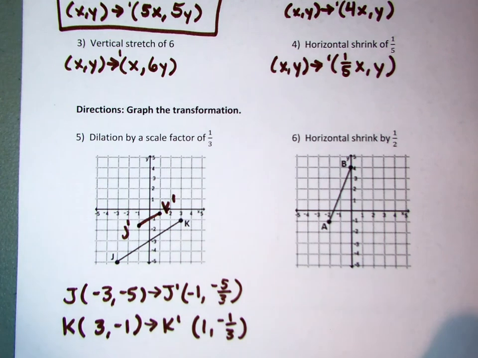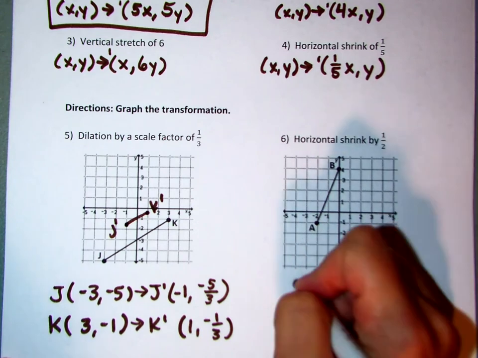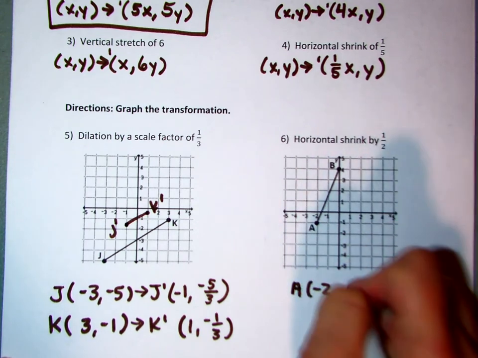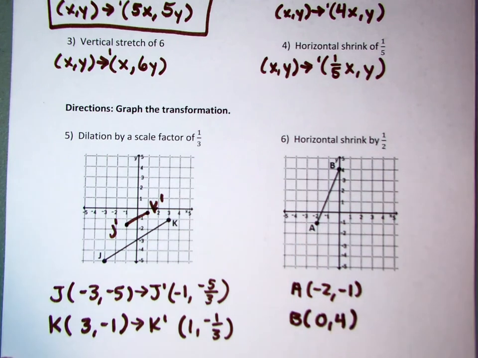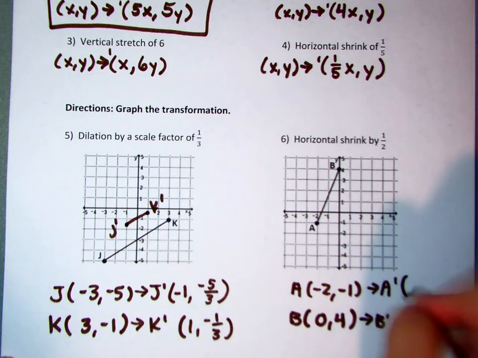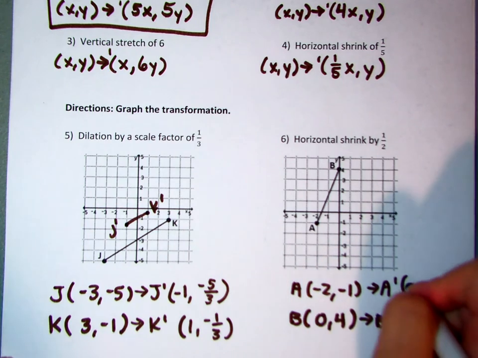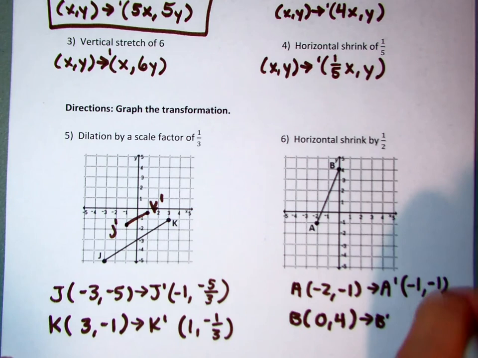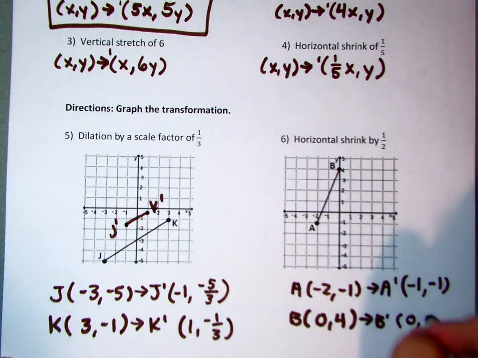All right, on number 6, it says we're going to do a horizontal shrink by 1/2. And so let's go ahead and take our A, which is at -2, -1, and our B, which is at 0, 4, and we're going to shrink this by 1/2, but only horizontally, which means only the x is getting multiplied. So for A, at -2, -1, we're only going to multiply the x by 1/2. That is going to give me -1, and we leave the y alone. When we multiply the x of B by 1/2, we're going to get 0, but we leave the y alone.